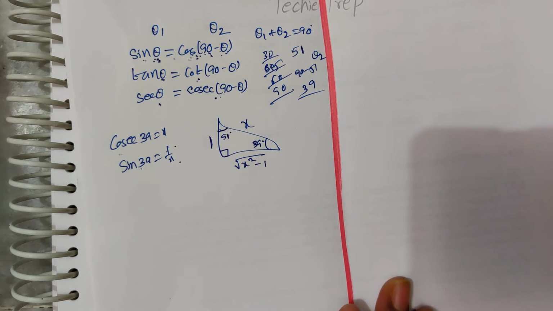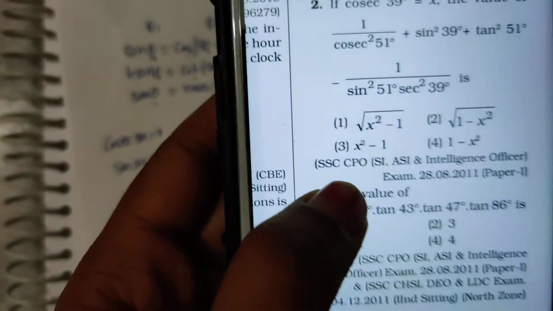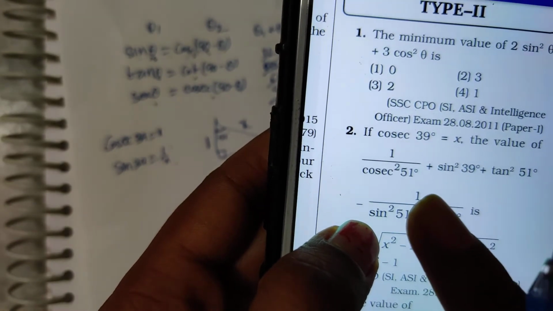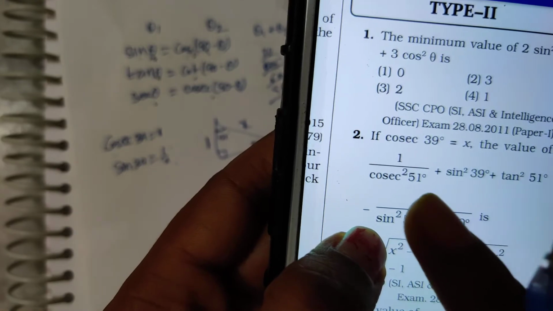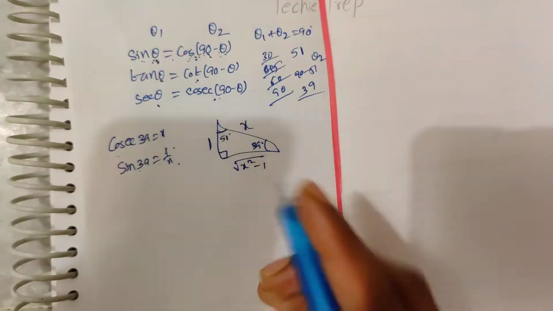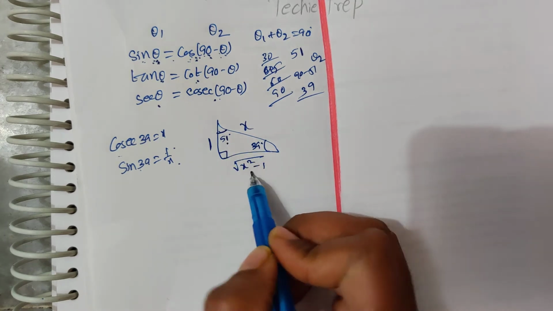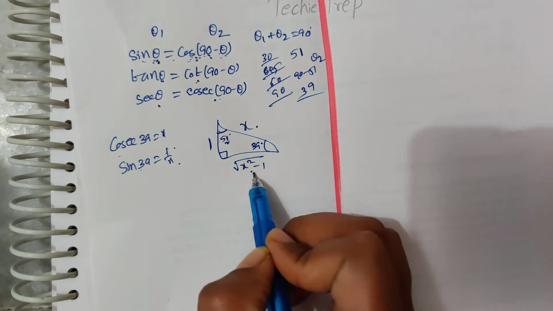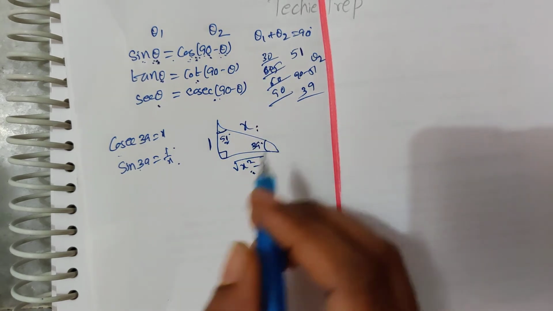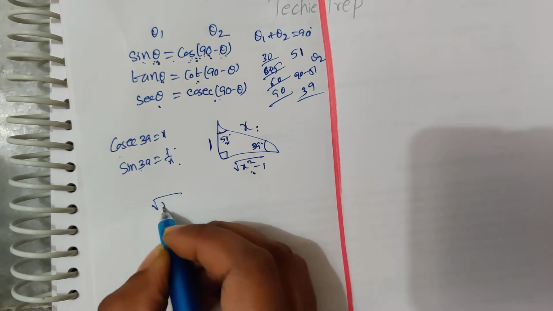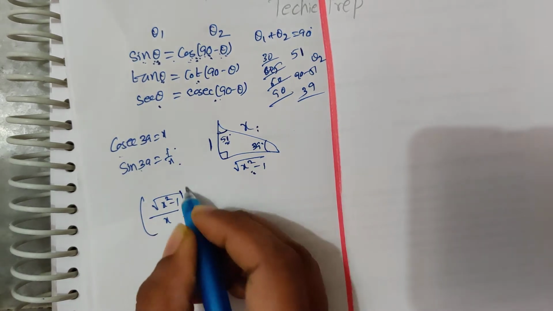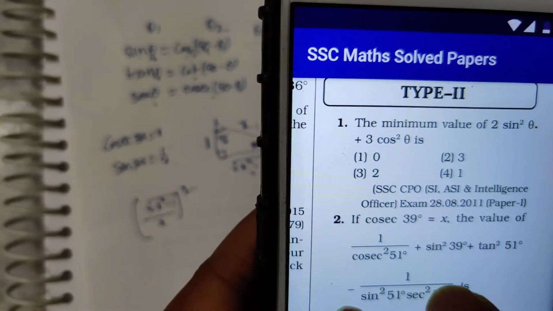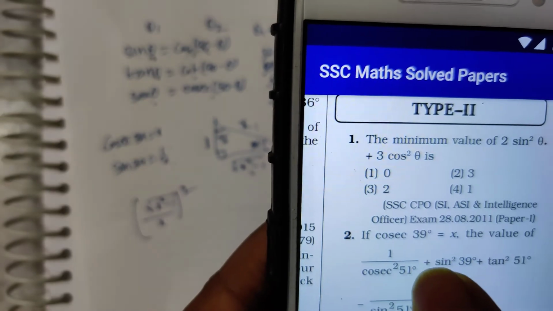Now we have to substitute the values. It is given 1 by cosecant square 51. 1 by cosecant square is sine square, so it becomes sine square 51. Sine means opposite by hypotenuse. Is that clear? Sine 51 means opposite side by hypotenuse, so root over x square minus 1 by x, whole square, because it is given 1 by cosecant square 51, which we take as sine square 51.